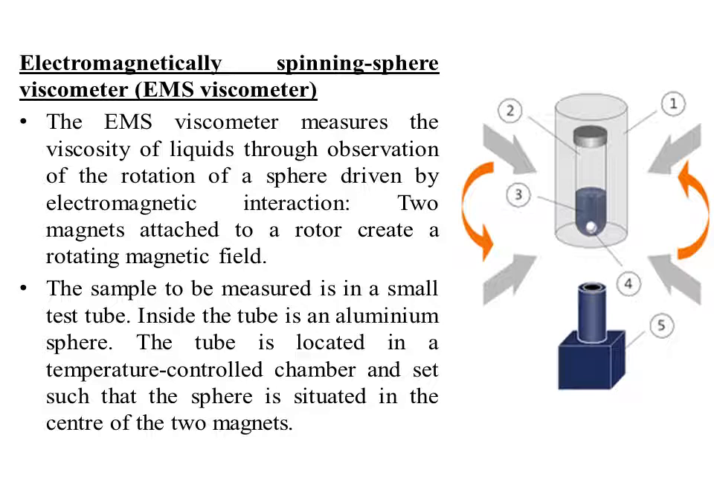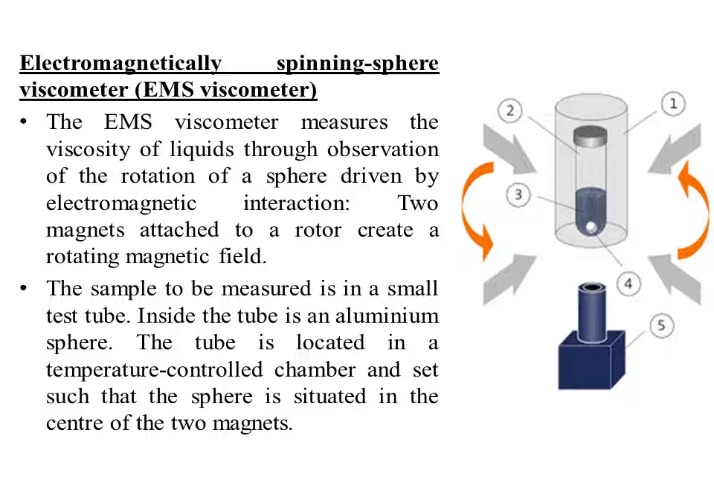Next type of viscometer is the electromagnetically spinning sphere viscometer or the EMS viscometer. The EMS viscometers measure the viscosity of the liquid through observation of the rotation of a sphere driven by electromagnetic interaction. Two magnets which are attached to a rotor create a rotating magnetic field. The sample to be measured is in a small test tube, and inside the tube is an aluminum sphere.